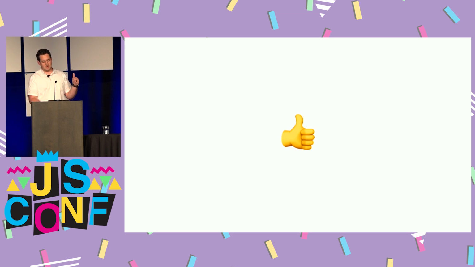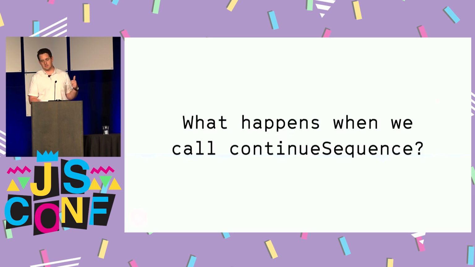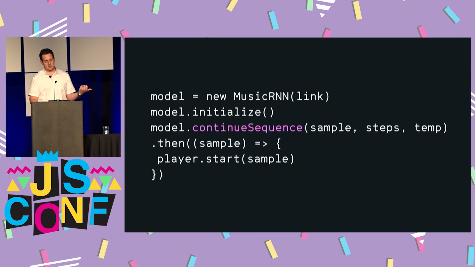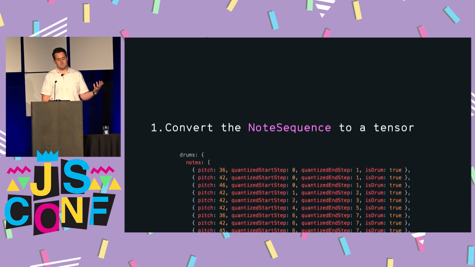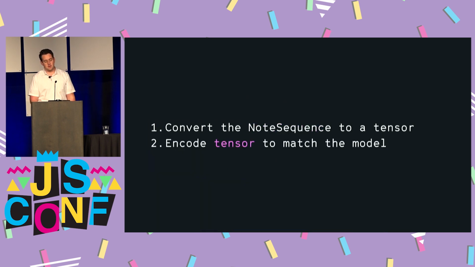All right, that was cool, but it was a little bit of a black box. So I want to go through what happens when we call that method continue sequence. So we call it here in our 3 lines of code. What's happening behind the scenes is we're going to convert the note sequence, which was that drum thing, to a tensor, and then we're going to encode the tensor to match the model, the checkpoint that we had.